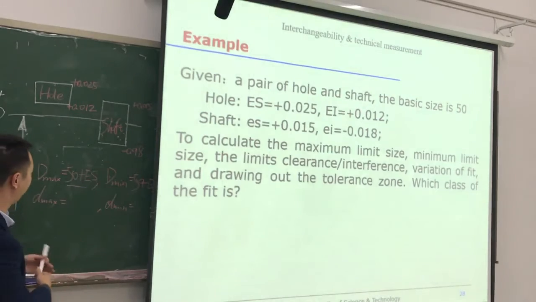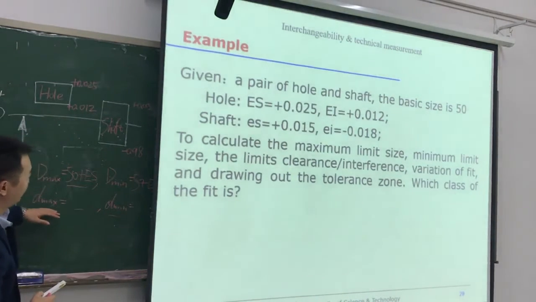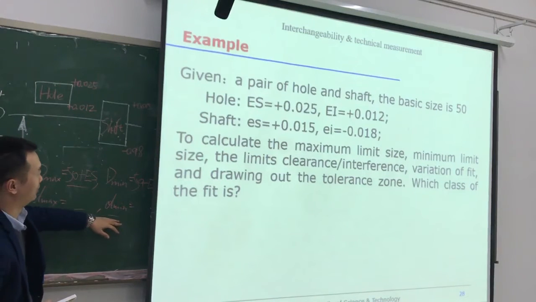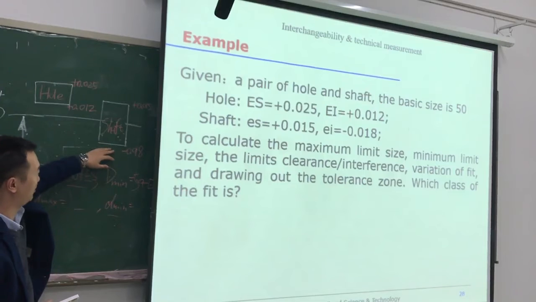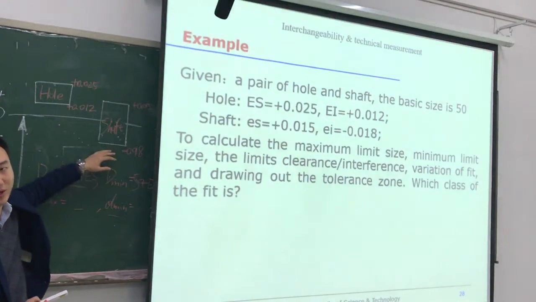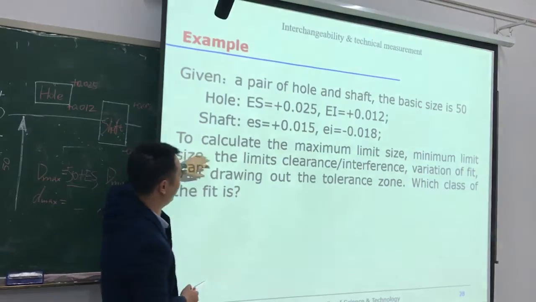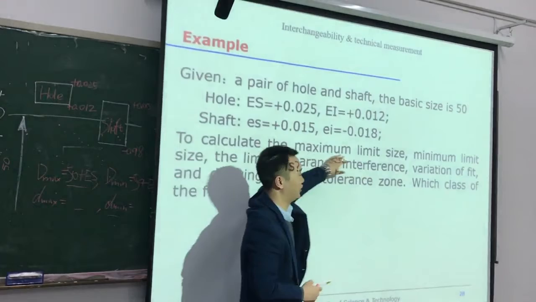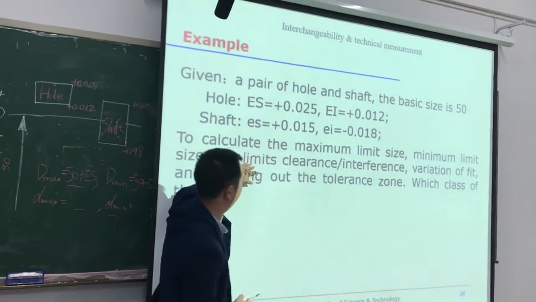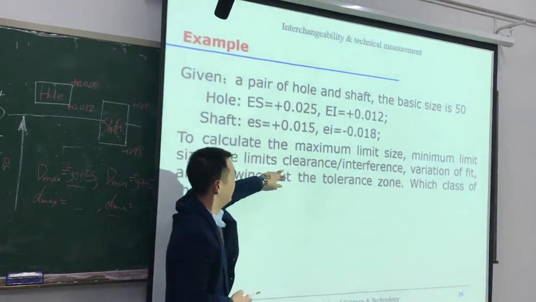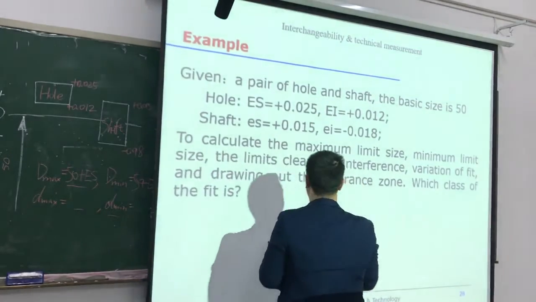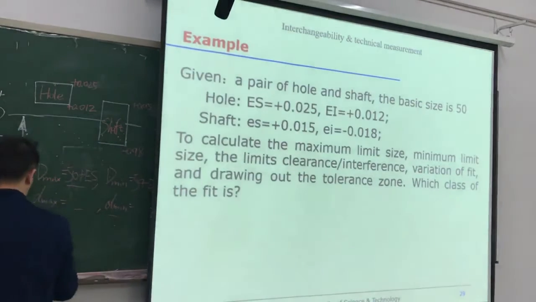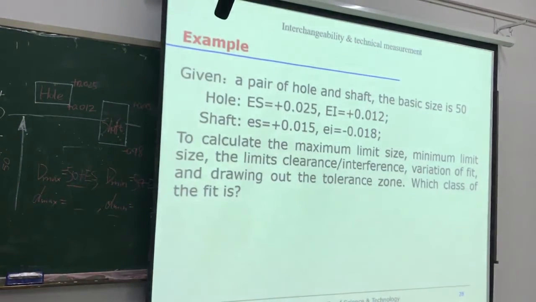In the same way, we can get the maximum limit size of the shaft and the minimum size of the shaft. That's easy. So now we have the results of the first two parameters, and then we move to the limits of clearance. It's a little bit more difficult than this one. In fact, it's not difficult at all.